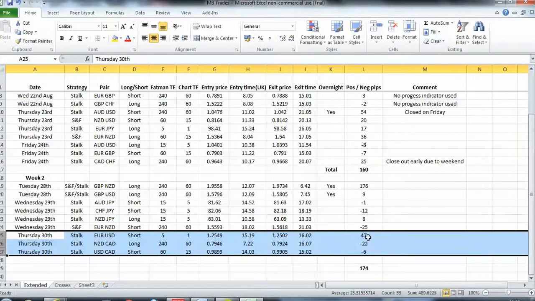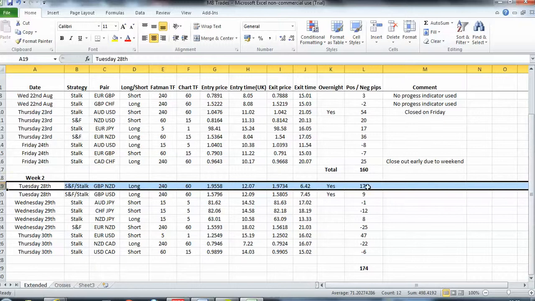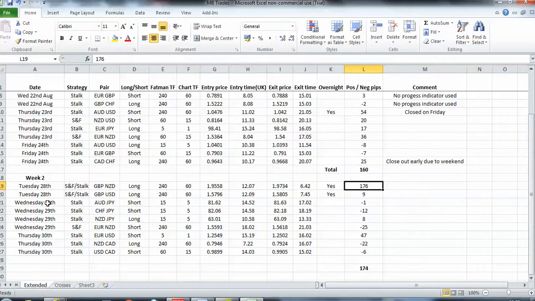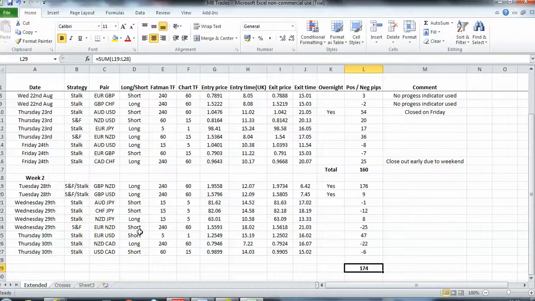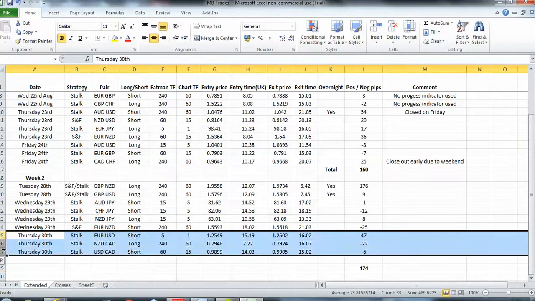Okay, we've got a -6, a -22 and a +47. I also want to talk to you about a trade I entered on Tuesday here, which I exited this morning, and that was at 176 profit. Currently we're at 174 plus for the week, but let's just quickly go through these three here. We'll start with this US dollar CAD short, which was a small 6 pip loss.